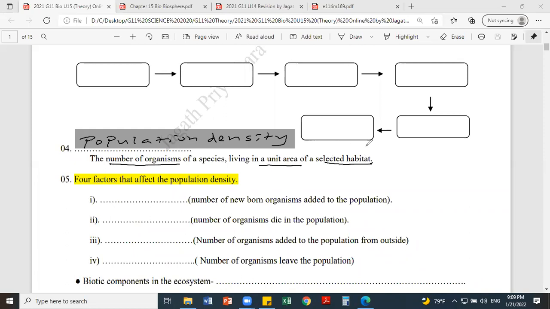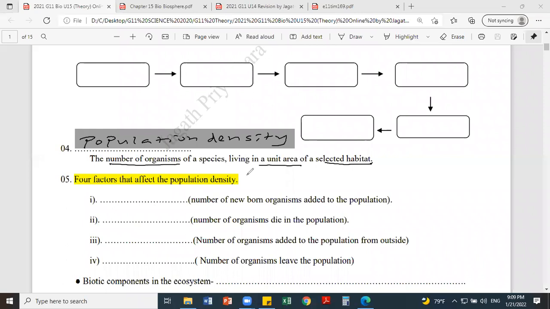For example, you can take a country, or you can take a certain location, a selected habitat. One of the best examples: if you take Sri Lanka, what is the population density? I'll give one example here.